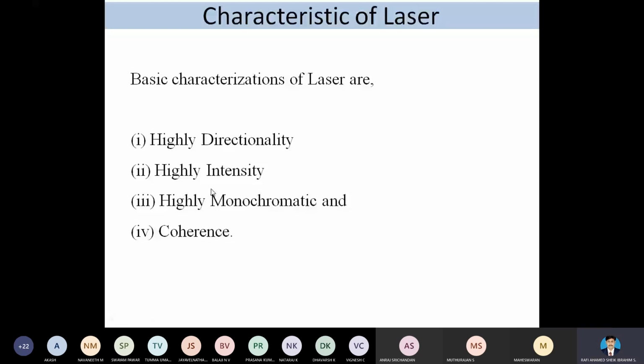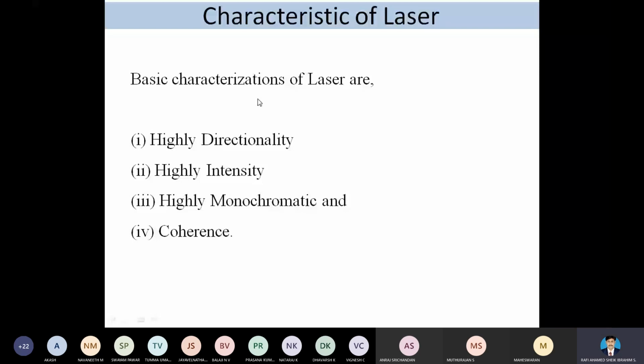So the basic characteristics of laser, they will ask the question in your examination. Write down the basic characteristics of laser. So you have to write the basic characteristics of laser are 4 types. They are highly directional, highly intense, highly monochromatic, and highly coherent. So these 4 are the important characteristics of laser action. Let's see one by one.